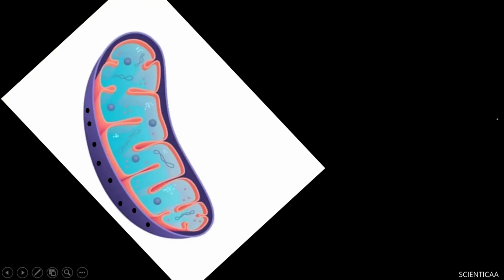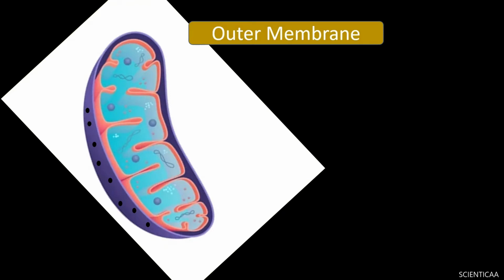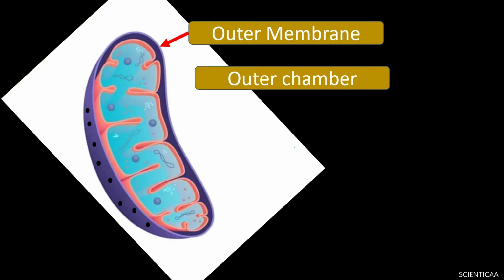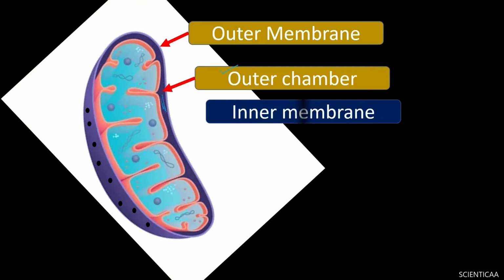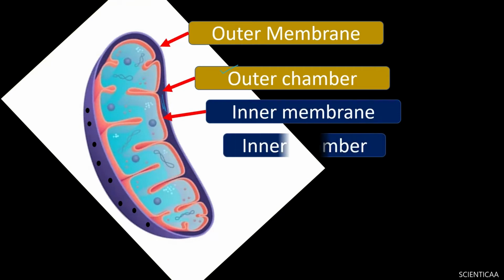Okay. Next, let us see more structures which are present in the mitochondria. The first one, outer membrane. Then we also have the outer chamber. Now, outer chamber is the space which is just adjacent to the outer membrane and outside the inner membrane. So, the space which is present just adjacent to the outer membrane is what you call as the outer chamber. Next is the inner membrane, which is present inside, and the space which is present inside the inner membrane is what you call as the inner chamber.